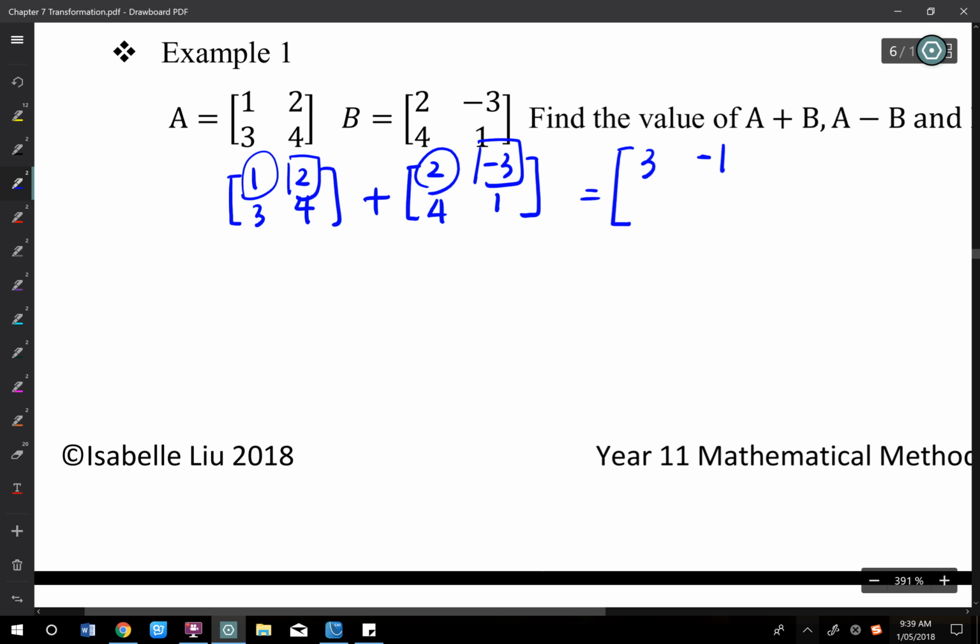Another symbol. What symbol should I have? Maybe that. That's a 7. And the last place is a 5. Okay, easy to do addition.